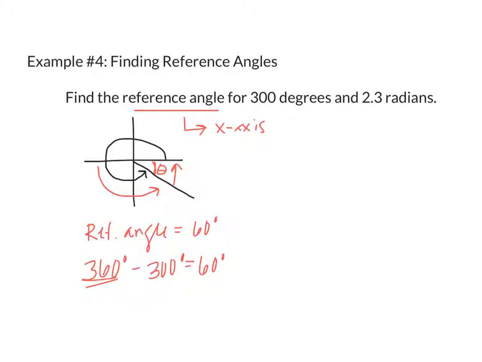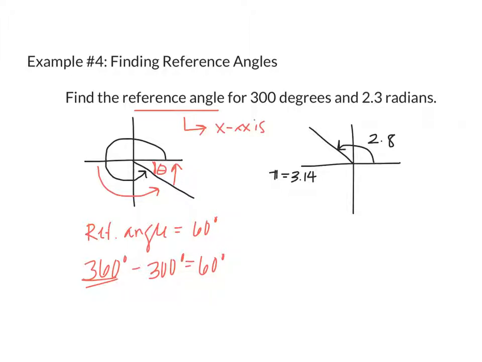Okay, on the next one, 2.3. If you remember, this is already in radians. So if this is 2.3 radians, think about pi, right? Pi is technically 3.14 radians. 2.3 is probably somewhere over here. And I know that it's past pi over 2, because pi over 2 would be half of 3.14, which is about 1 point something, but I know 2.3 is greater than that.